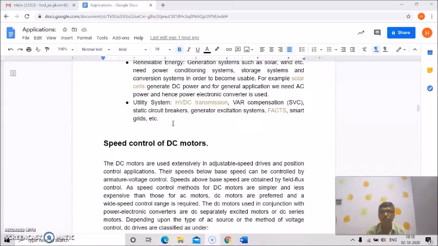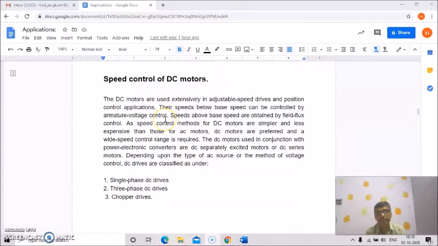Speed control methods of DC motors are simpler and less expensive than those for AC motors. So DC motors are preferred where a wide speed control range is required. The DC motors used in conjunction with power electronic converters are DC separately excited motors or DC series motors. Depending upon the type of AC source or the method of voltage control, DC drives are classified as single-phase DC drives, 3-phase DC drives, and chopper drives.